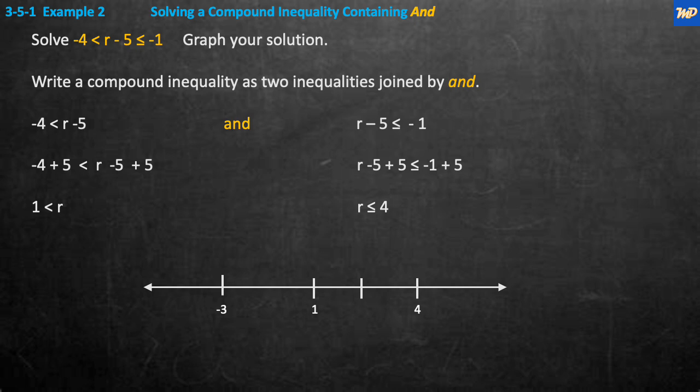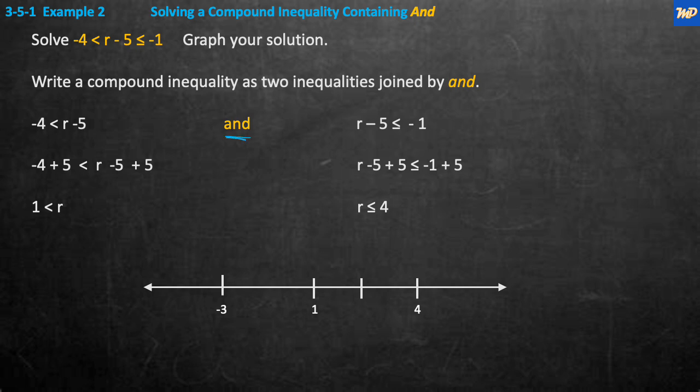It's joining two separate inequalities. So let's solve. Here's a compound inequality. Let's solve this. -4 is less than r minus 5, is less than or equal to -1. So how would we solve that? Well, first you do this. You're going to write this compound inequality as two inequalities where we're joining them by and. So we have the and where we're joining them. I put the and in right here.